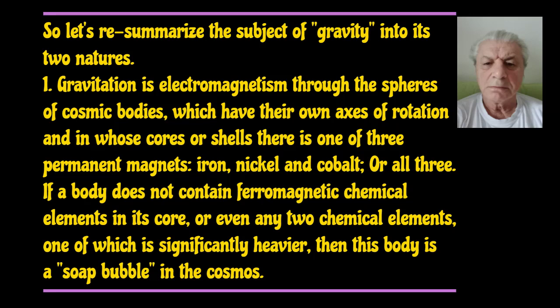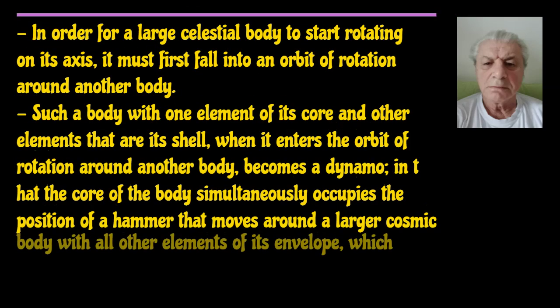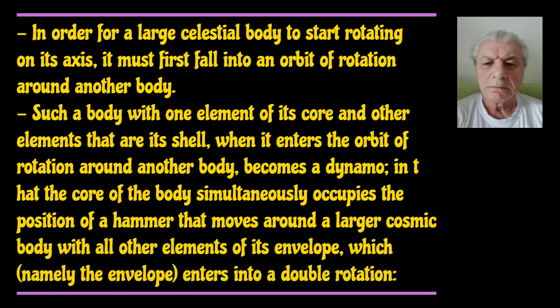If a body does not contain ferromagnetic chemical elements in its core, or even any 2 chemical elements, one of which is significantly heavier, then this body is a soap bubble in the cosmos. In order for a large celestial body to start rotating on its axis, it must first fall into an orbit of rotation around another body.